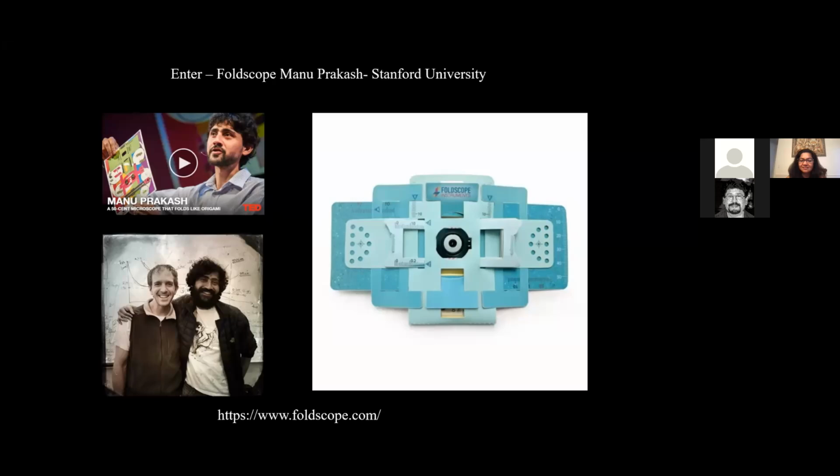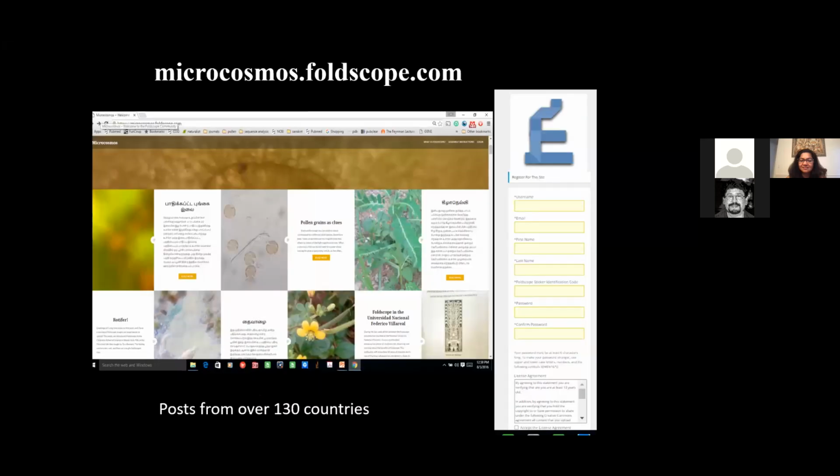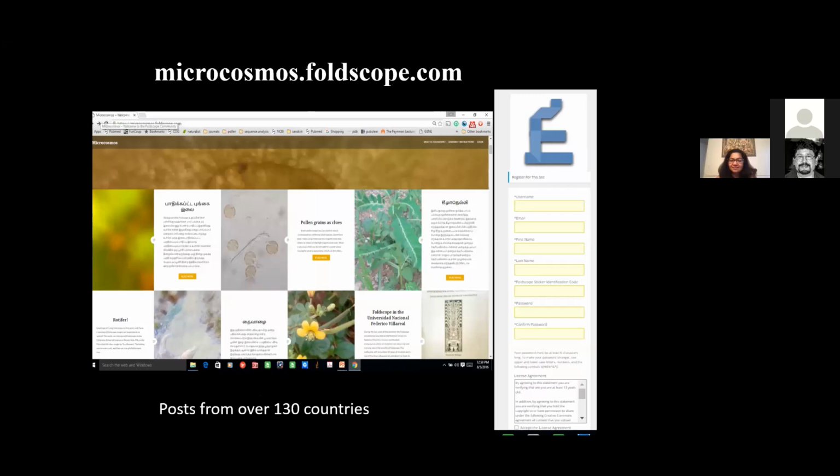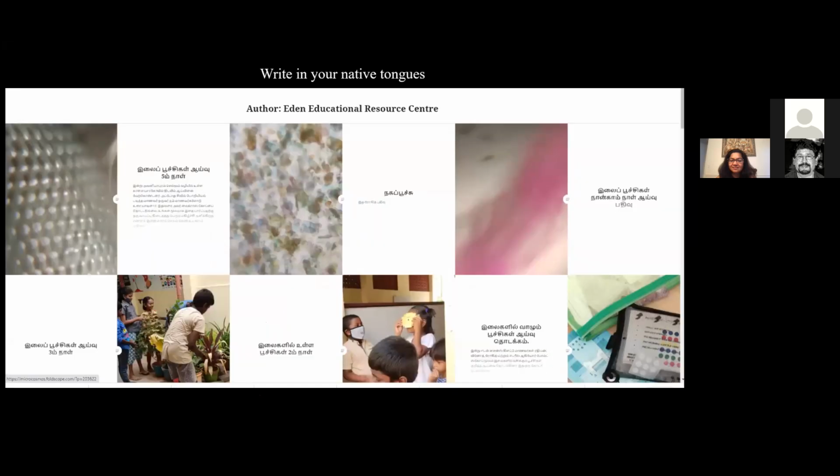The Department of Biotechnology in India collaborated with the Prakash Lab and with the Foldscope team and has disseminated it in villages of India. The great thing about this is you can write your observations on a common website, the website is up here. And what I find most fascinating is that one of the things that has always bothered me is that if you want to do science, you have to know English.